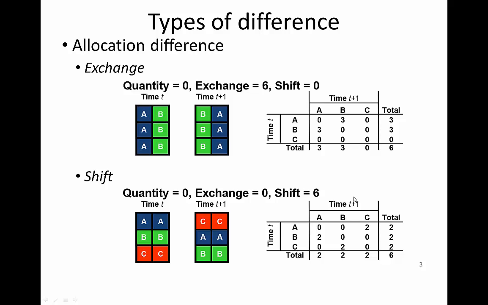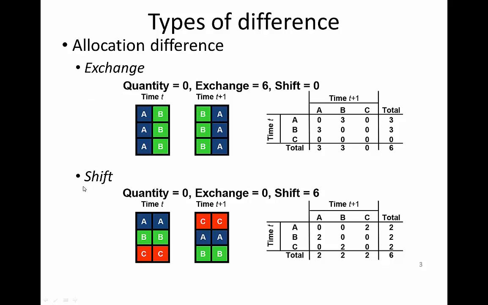Allocation difference is defined as the amount of difference between the map at time t and the map at time t plus 1 that is due to the less than maximum match in the spatial allocation of the categories, given the proportions of the categories in the time t map and the time t plus 1 map. The sources of allocation difference can be separated into two components called exchange and shift.